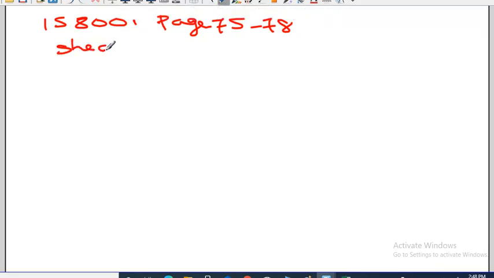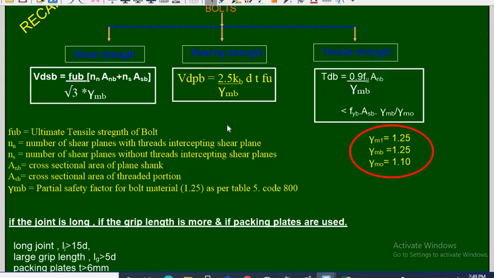Shear, bearing, then tensile strength, all these formulas have been given in the code. So I advise you to go through it. And these are the formulas for the design shear strength of the bolt: FUB into NN plus NS into ISB divided by root 3 gamma B. And the details are given here.